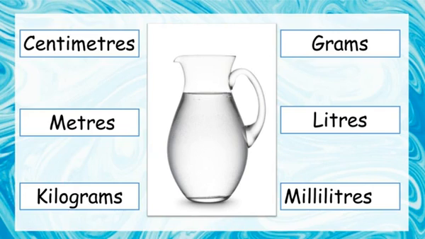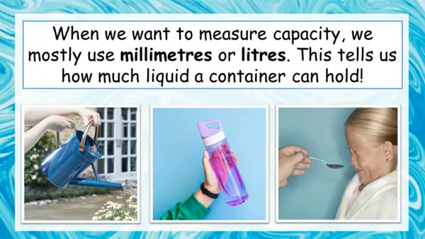Well, did you get it right? The two units of capacity that we're looking at are milliliters and litres. You've probably heard of these before. When we are measuring capacity, we usually measure it in litres if it's a larger item, or milliliters if it's a smaller item. This will tell us how much liquid the container can hold. And a container can be anything. It could be a watering can, it could be a water bottle, it could even be a teaspoon.